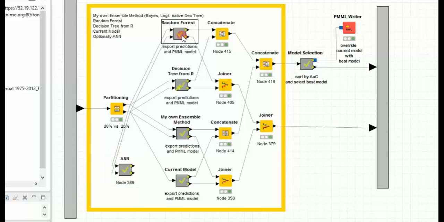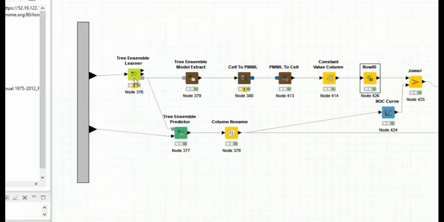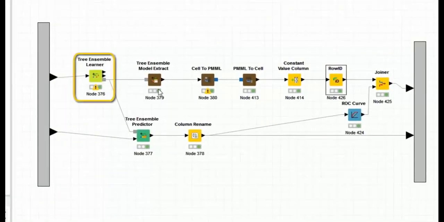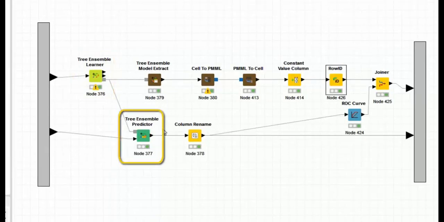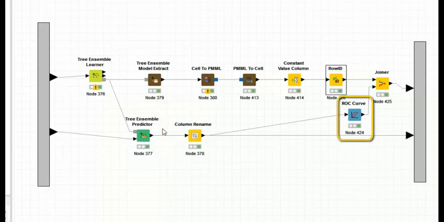Let's check the training of the random forest. The tree ensemble learner node trains the random forest with all the parameters for the random forest. And the tree ensemble predictor takes the model trained by the tree ensemble learner and applies it to a test set data. The predicted values feed an ROC curve, which is going to define the area under the curve as a performance measure of the model.